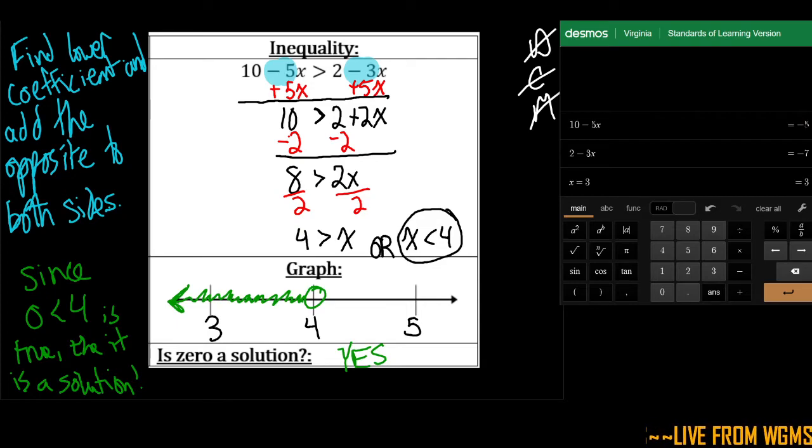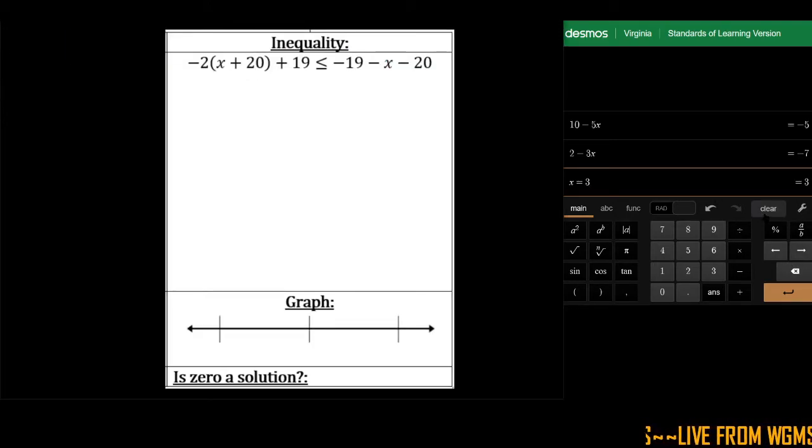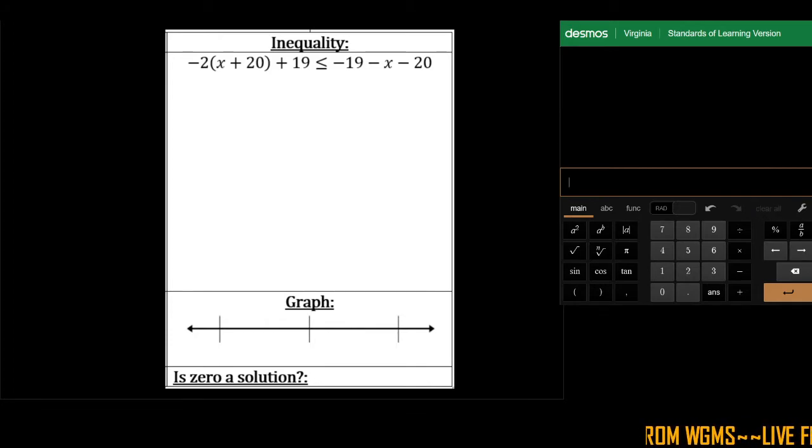Again, -5 is greater than -7. On this last one, it might look tough, but you know the steps, and so you just follow the staircase up the whole way. First, distributive property, combine like terms, and then manipulate the variable.